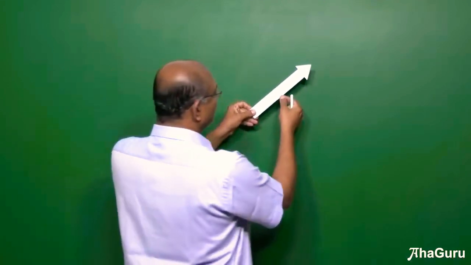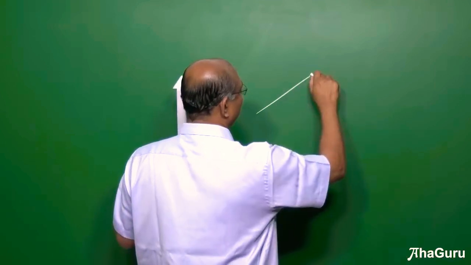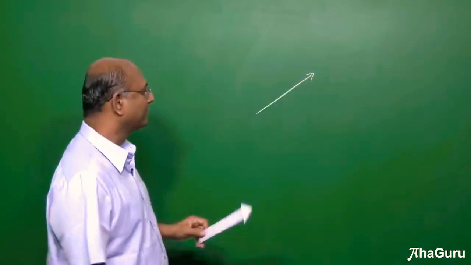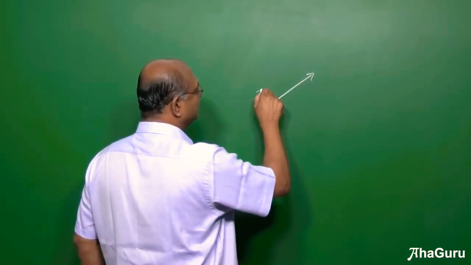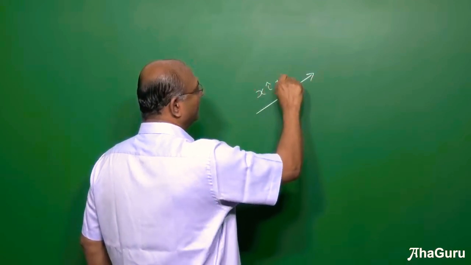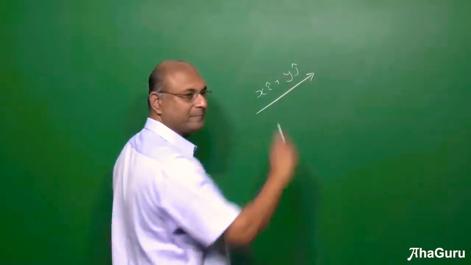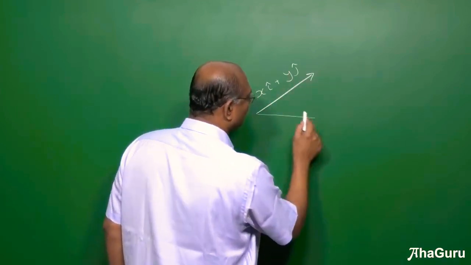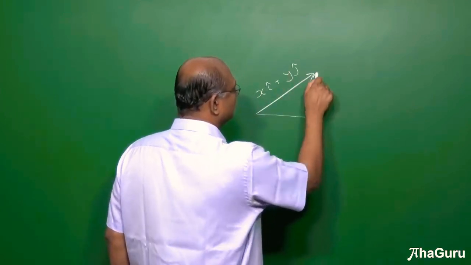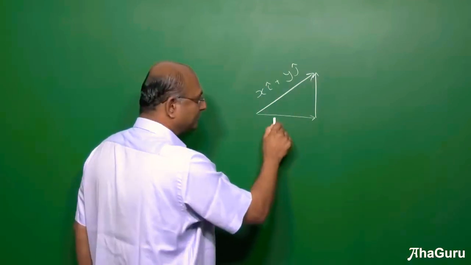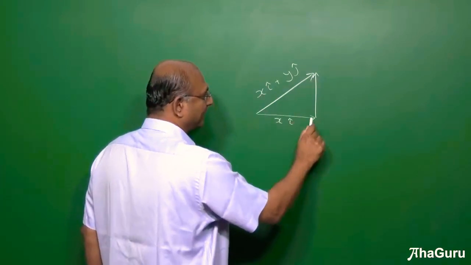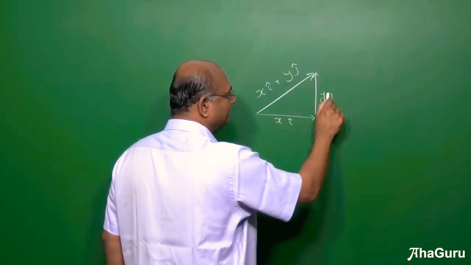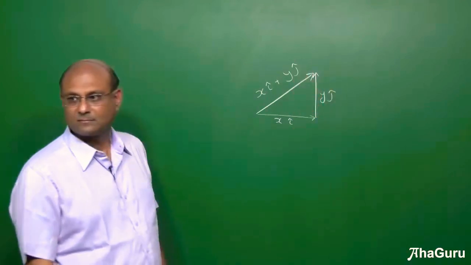Now how do I find out what is the magnitude if I have been given the vector in this form? Suppose I come up with a vector and say that this is x i cap plus y j cap. Then what would be its magnitude? You can write this is x, so this is the x i cap part and this is the y j cap part, correct?